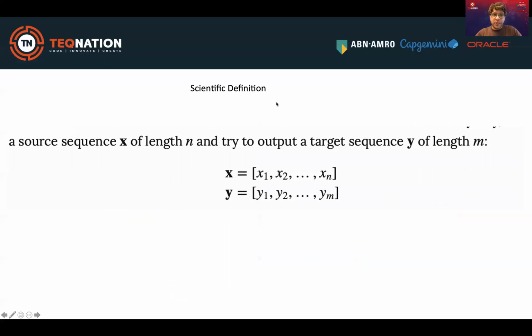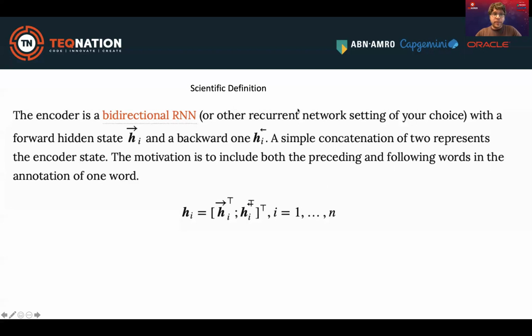The scientific definition of this attention layer is given by the following slides. For example, we have an input sequence x with length n. The output is a sequence y with length m. For this, we want to look into the attention we need.